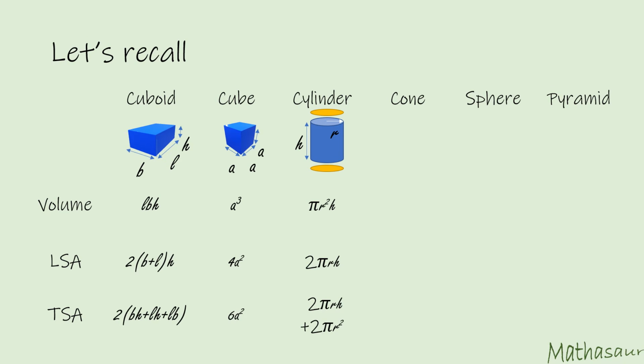For the total surface area, we shall add the top and bottom faces of the cylinder. So 2 pi r h plus 2 pi r square. We can take 2 pi r common and have h plus r in a bracket.